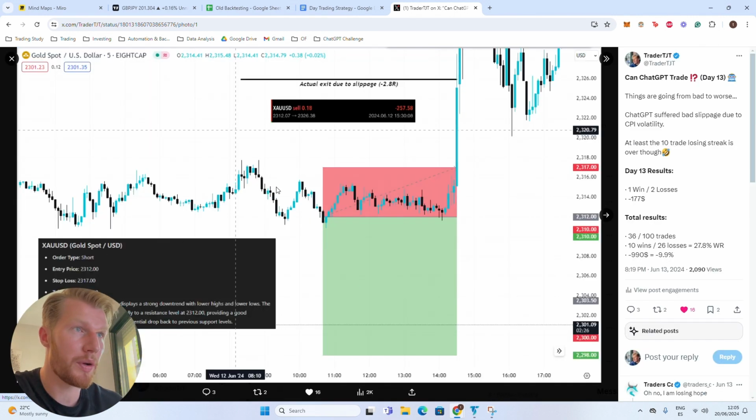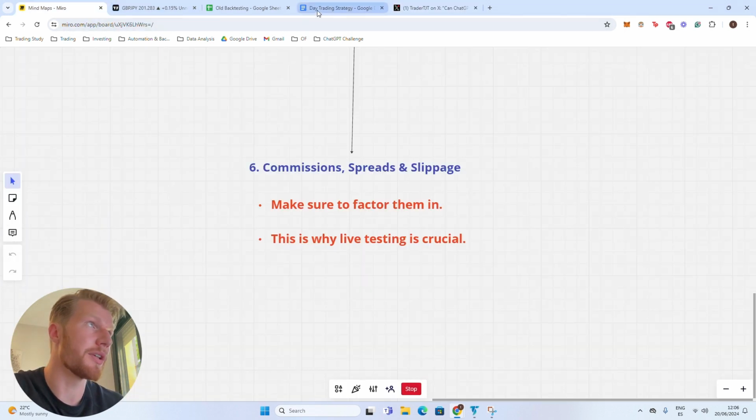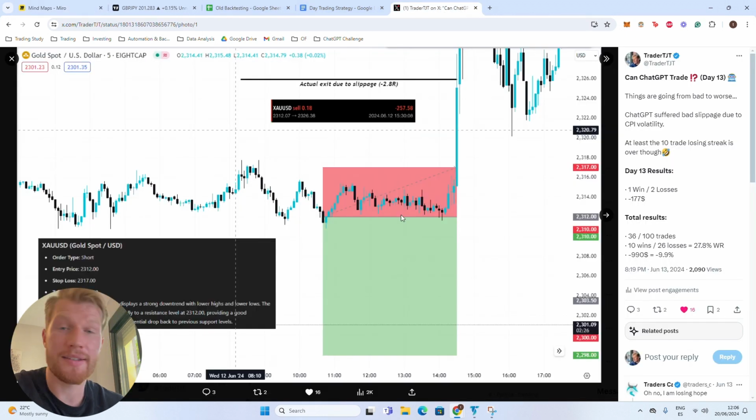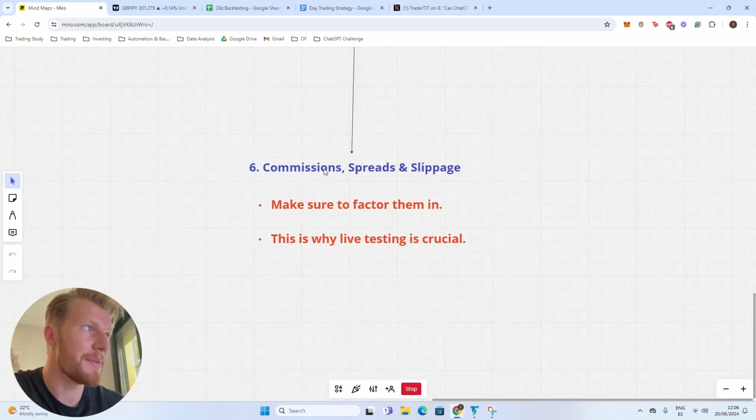So in this trade, I went short. Well, ChatGPT told me to go short. I took the short and we got slipped because of some volatile event. We got slipped from minus 2.8 hours. So that should have been a $100 loss, but instead it's $250. And that is slippage, right? So if I just backtested this manually, let me just go back. If I just backtested this manually, I would have said, okay, I took a loss here, minus $100. But the reality of trading is that commission, spreads, and slippage are a reality.